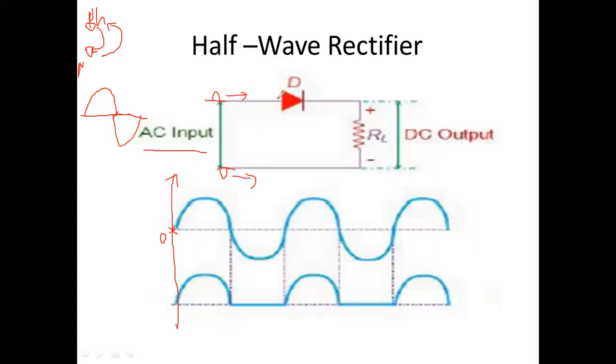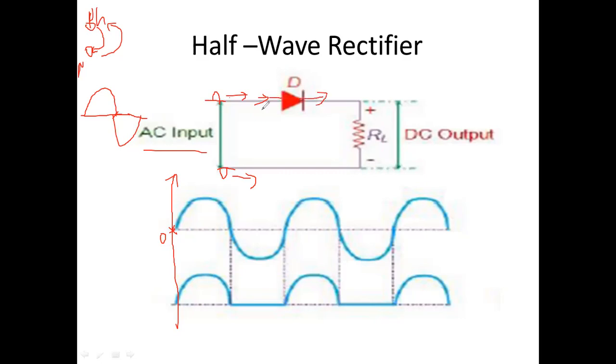So at this side, the current direction side, which terminal is there? Positive. P is connected to the positive. So the barrier potential will decrease and it will allow the current to flow here. Now the current will flow through the diode.